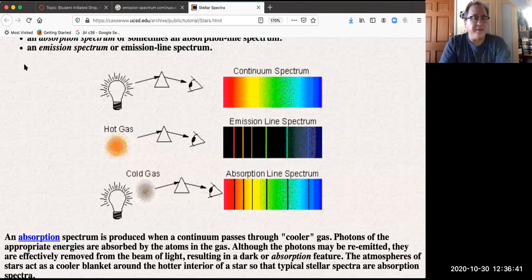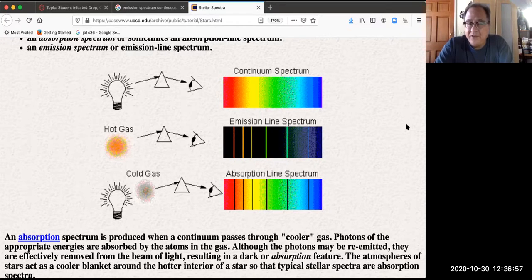So can you see the image, you can just give me a thumbs up. Can you see the image with 2 light bulbs and a hot gas? Okay, good.